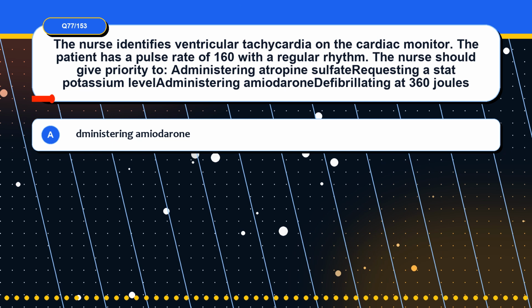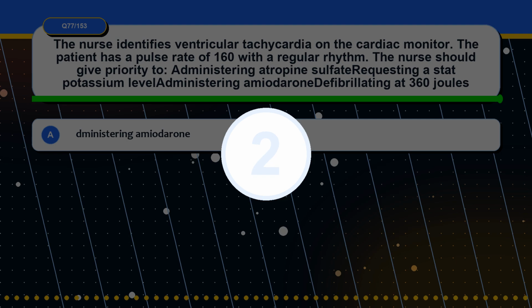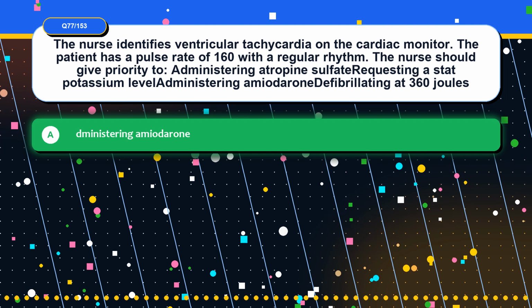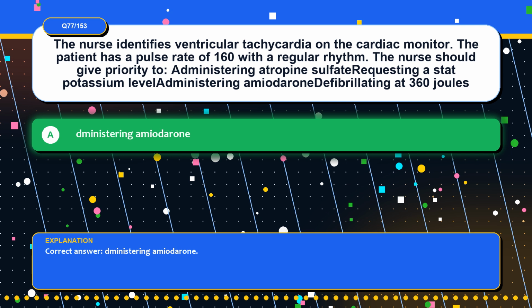Question 77. The nurse identifies ventricular tachycardia on the cardiac monitor. The patient has a pulse rate of 160 with a regular rhythm. The nurse should give priority to administering atropine sulfate, requesting a stat potassium level, administering amiodarone, or defibrillating at 360 joules. The correct answer is option A, administering amiodarone.